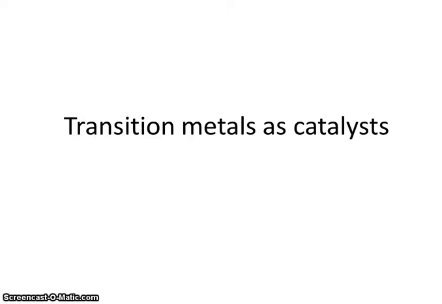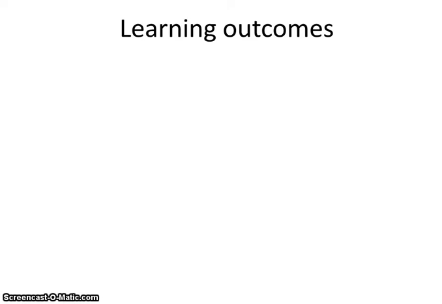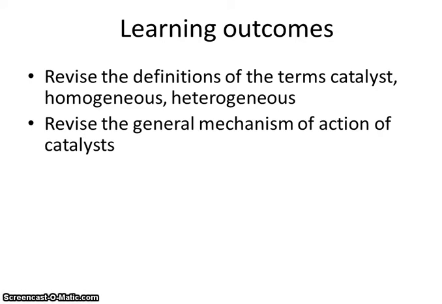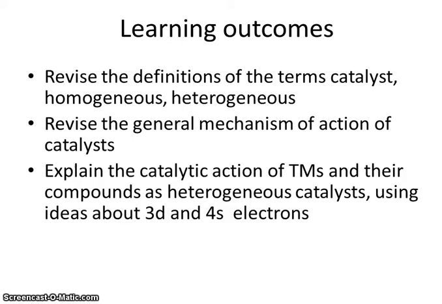This is a video in which you will find out more about the action of transition metals and their compounds as catalysts. So here are the learning outcomes for this video. You'll revise some of the key terms: catalyst, homogeneous and heterogeneous, two different types of catalyst. You'll revise also the general way in which catalysts operate, which will be familiar from AS.